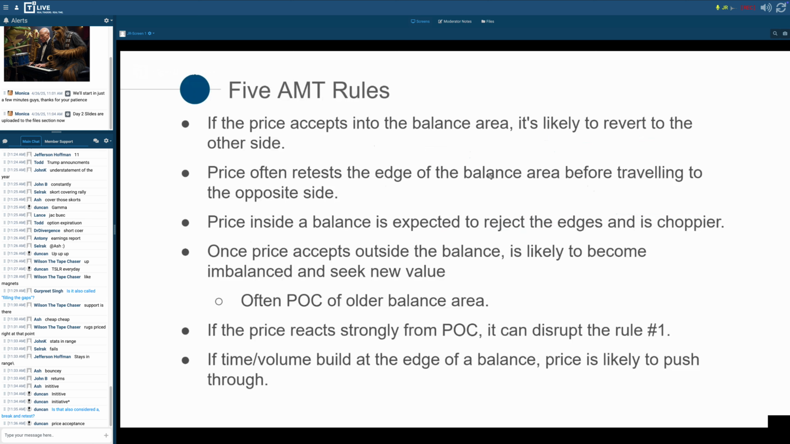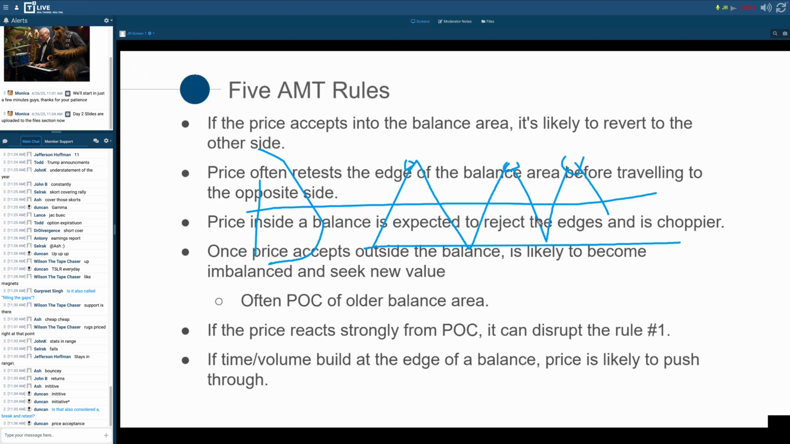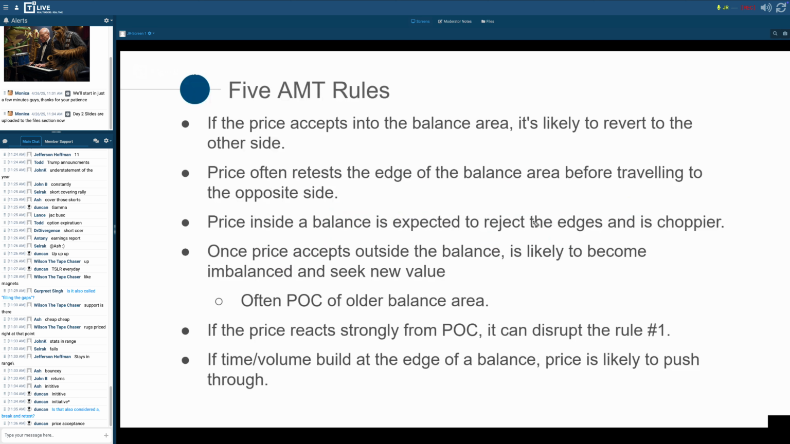Price often retests the edge of the balance area before traveling to the opposite side. That's what makes the profiles of balance ranges usually D-shaped. You're going to be doing the most transactions through the middle, and you're going to be transacting at top of value and bottom of value, where buyers and sellers find equilibrium by buying the bottoms and selling the tops. Price inside a balance is expected to reject the edges and is choppier. Okay, so that's pretty self-explanatory.